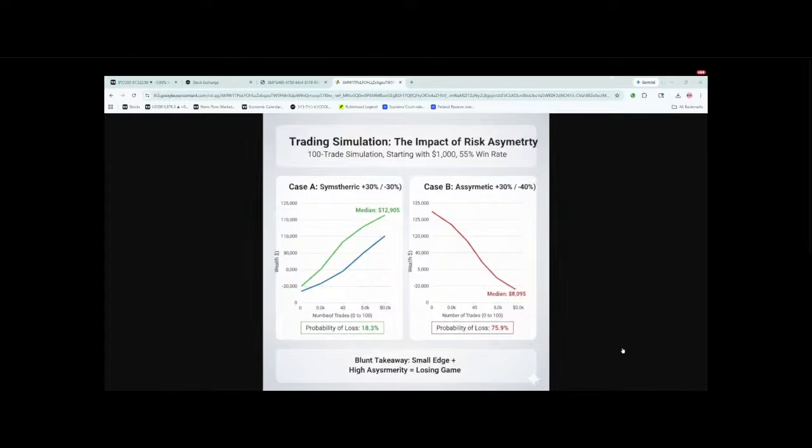For case B, this gets even worse. Someone who has a 30% take profit and a 40% stop loss, and this is with a positive win rate. Their account's basically zero. They started off at 10K and now they're down $8,000. They lost 80% of their money with a 55% win rate.